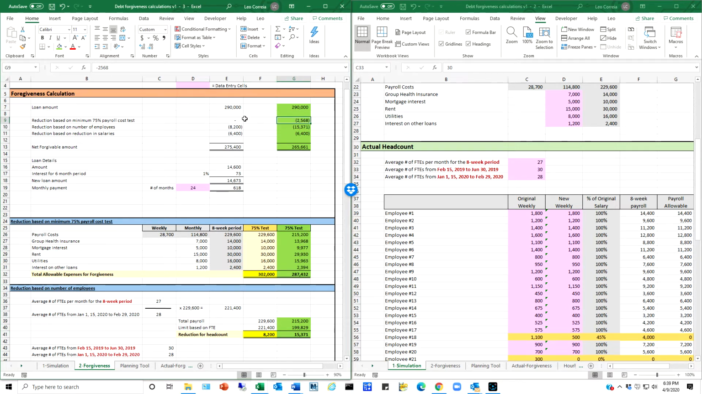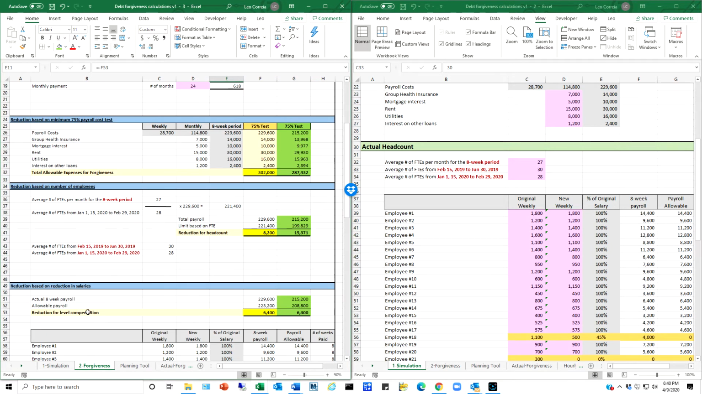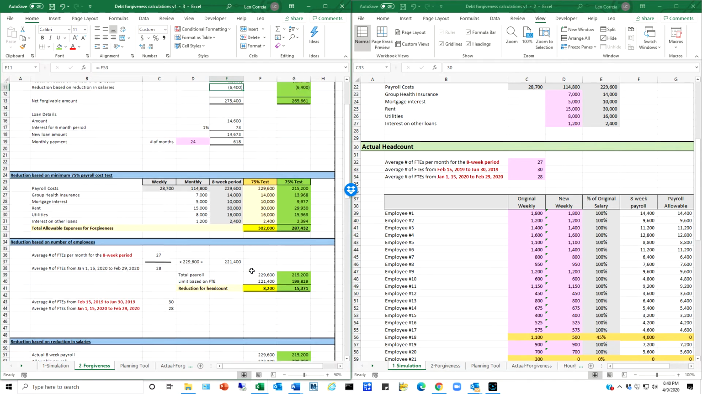So by increasing my payroll cost, I've gotten rid of the decrease as a result of 75% of payroll costs. I have changed the number of employees, so the number of employees has gone up, so that has caused me to have a better FTE ratio, and therefore that negative has gone down. And of course, I haven't changed the rate of anyone's pay, so the reduction based on 25% change in salary hasn't really changed.